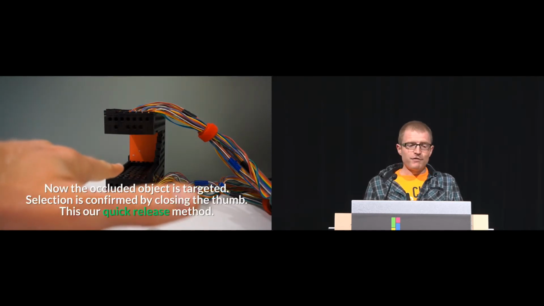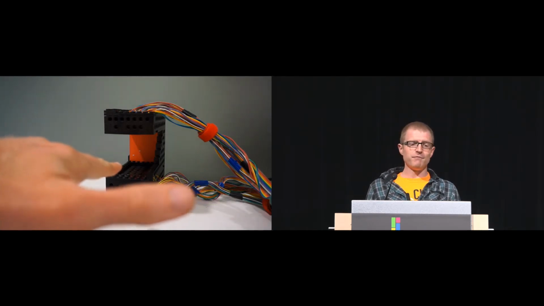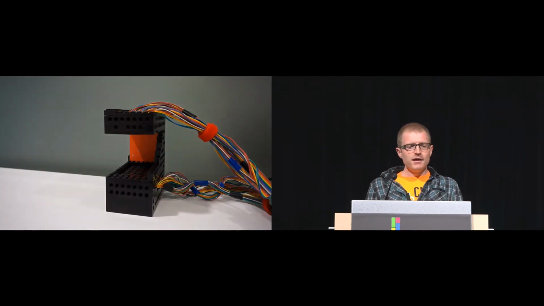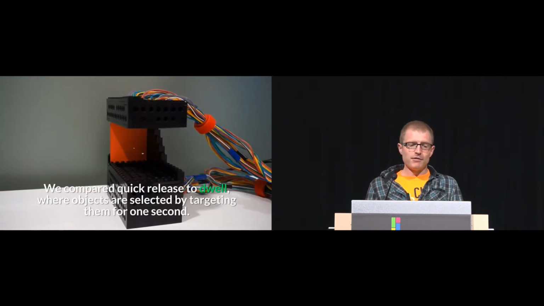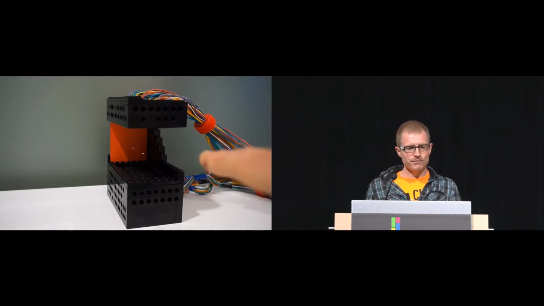So we looked at 2 methods for confirming these selections. One we called quick release, which was simply closing the thumb, ending that gesture, and then the final object is selected. The alternative was to use dwell, as we did before. So the user basically selects the object for 1 second, and then it's finished.